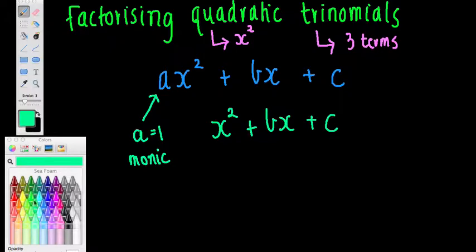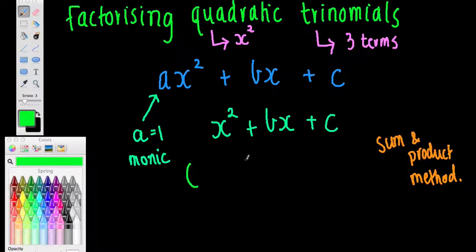Now we're going to use a special method that some people call, and I call, the sum and product method. And I want to show you where this comes from, why it works. And how I'm going to do that is just with an example, first of all.